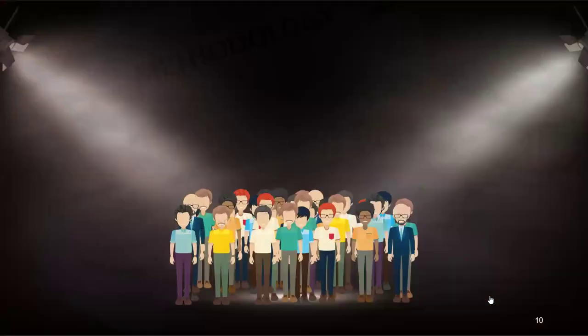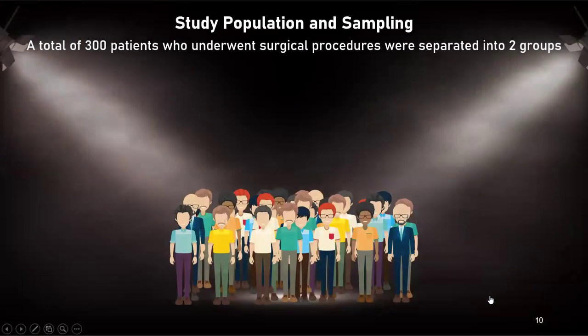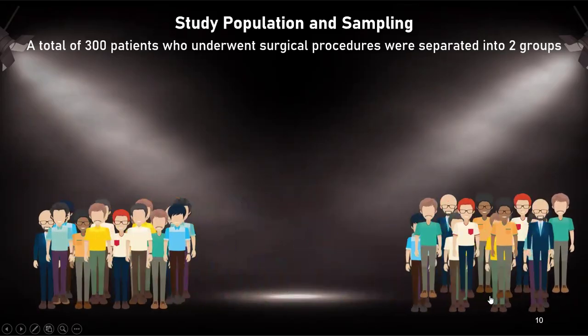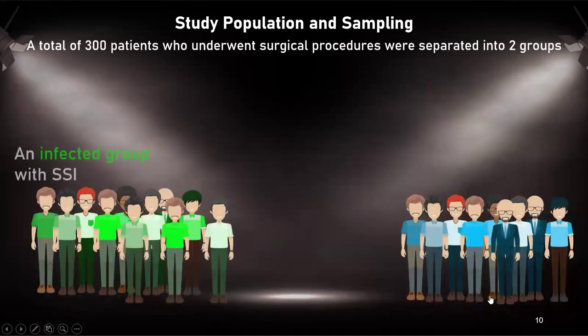Now, let's look at who participated in our study. A total of 300 patients who underwent surgical procedures were included in our study. They were divided into 2 groups. The first one, the infected group, consisted of the patients who developed surgical site infection, and the second one, the control group, included the patients without surgical site infection.